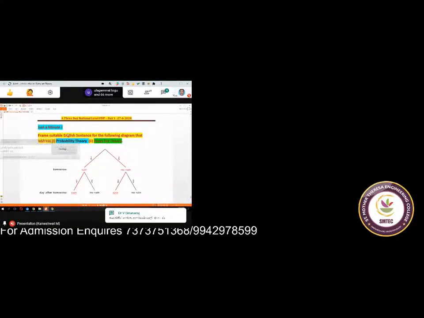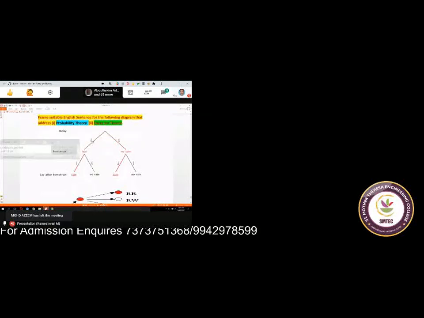Frame a suitable English sentence for the following diagram that addresses probability theory and fuzzy set theory. Today, tomorrow, day after tomorrow, rain and no rain. These are the chances. You can address this through fuzzy sets. Similarly, for this case also.